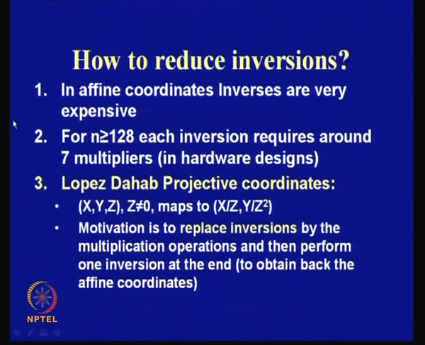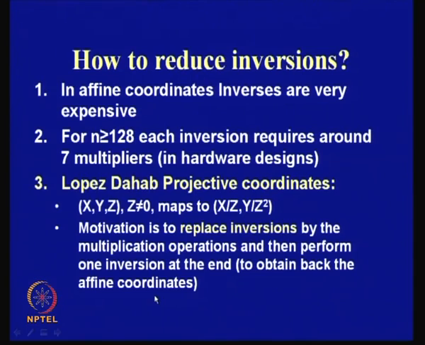So, therefore, there was one projective coordinates which is called Lopez. They have projective coordinates where x, y and z are the 3 projective coordinates, and the affine small x is equal to x by z, and the small y is written as y by z square. So, that is written as this (x, y, z) equivalence class. The motivation is to replace these inversions by multiplication operations and then perform one inversion at the end to obtain back the affine coordinates.